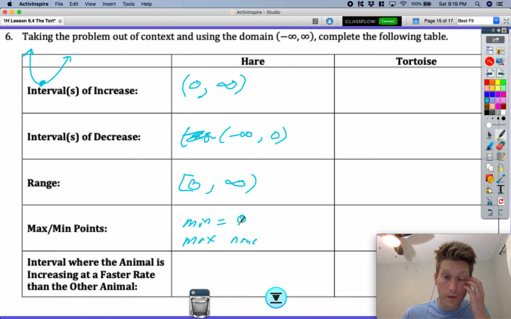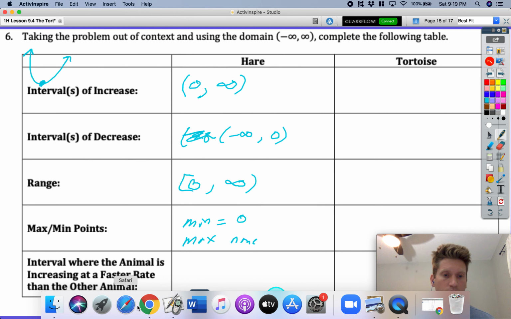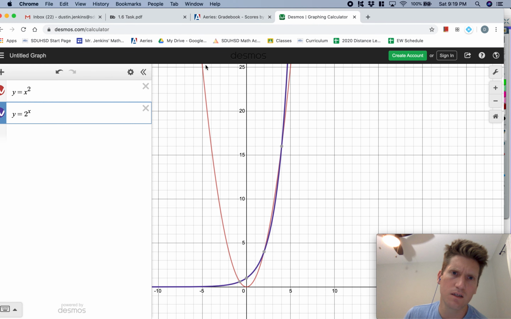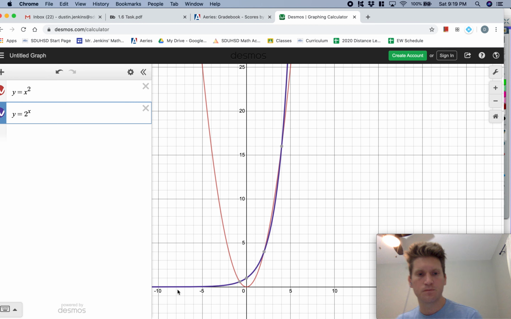And I want to know when this parabola had a faster rate of change. I don't know if they're talking about the entire graph, without the context, but then they bring in the context right here. So let's pretend that there is no context. If I just looked at these graphs, if this is the parabola, it's not increasing right here. So from negative infinity to 0, it's decreasing, okay? So therefore, even though the tortoise is going super slow right here, it still has a faster rate of change of increasing because this one is decreasing.